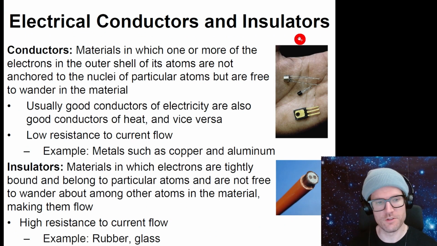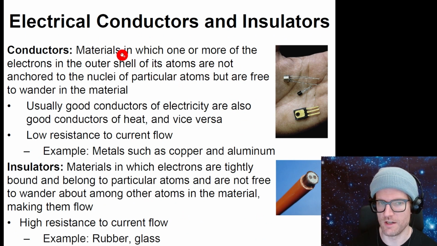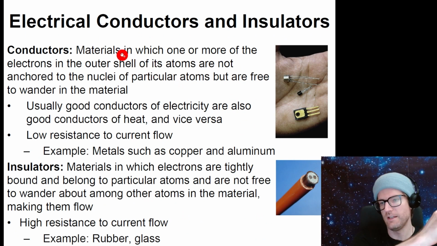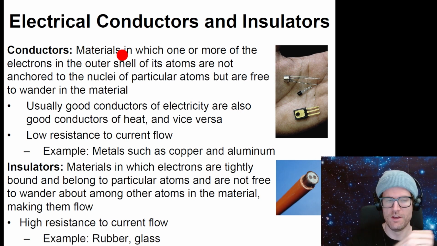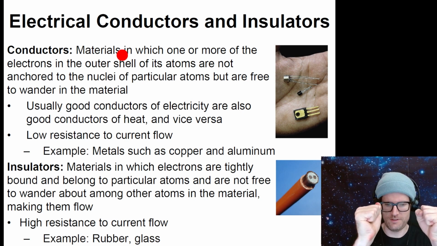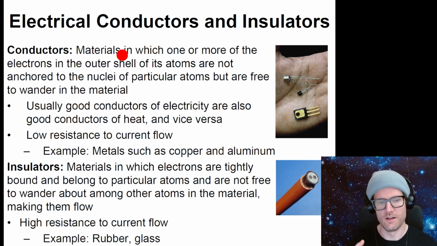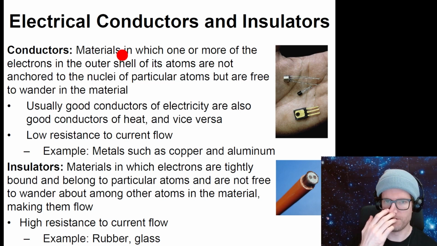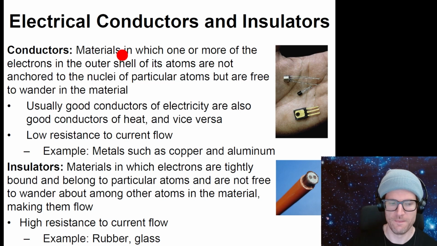Okay, so electrical conductors and insulators. I'll let you read all this. The gist is that in conductors, the electrons can move freely through the material, whereas in insulators, they're locked into place. So a conductor has low resistance to electron flow, and an insulator has super high resistance to electron flow.